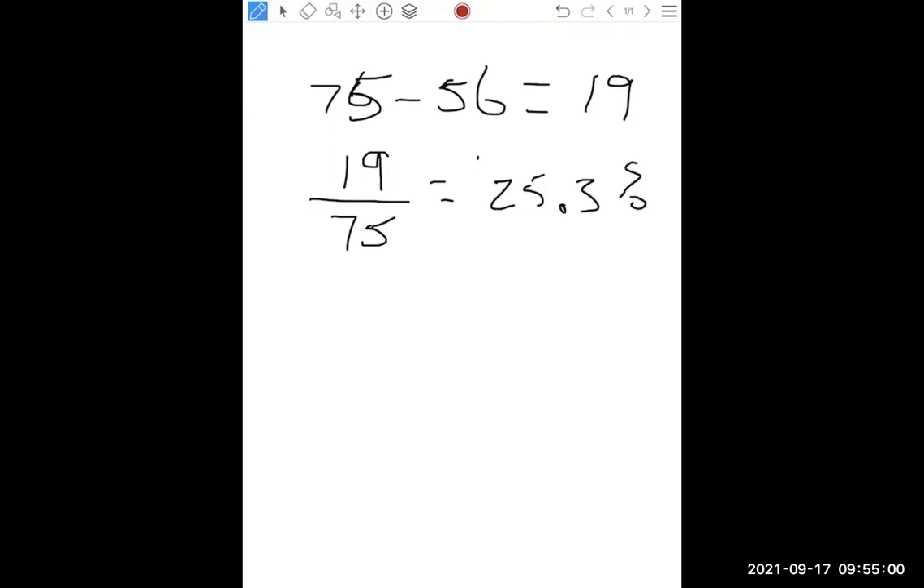So in markups and markdowns, it's just a lot easier to do it using common sense. You just want to deduct the amount of the markdown from the original price, and then with that difference, you divide it by the original price. And that's the key. Most people make mistakes when they're doing percentages because they're not sure which number to divide by. So it's always by the original price. So in this case, it was a 25.3% markdown.